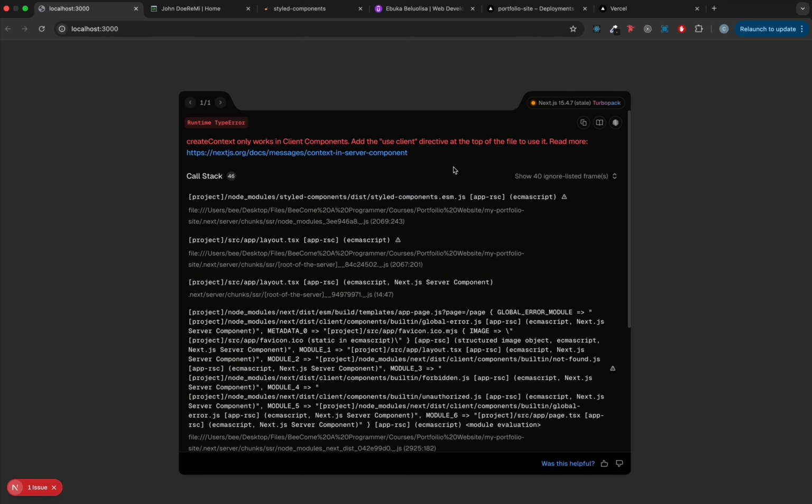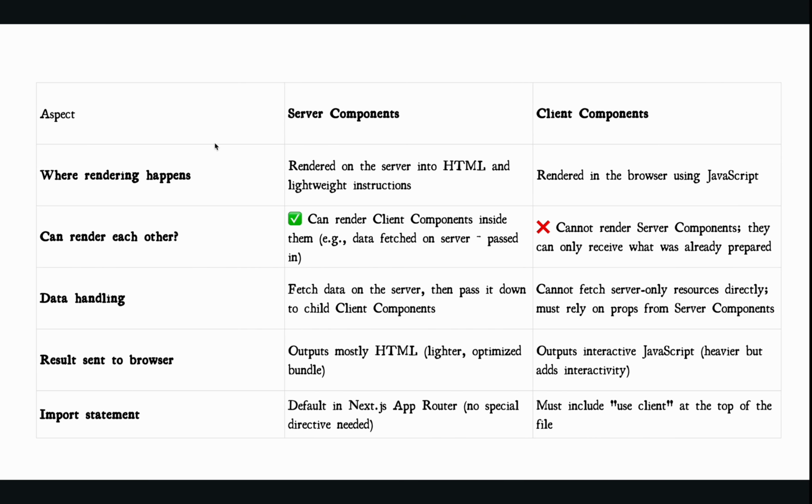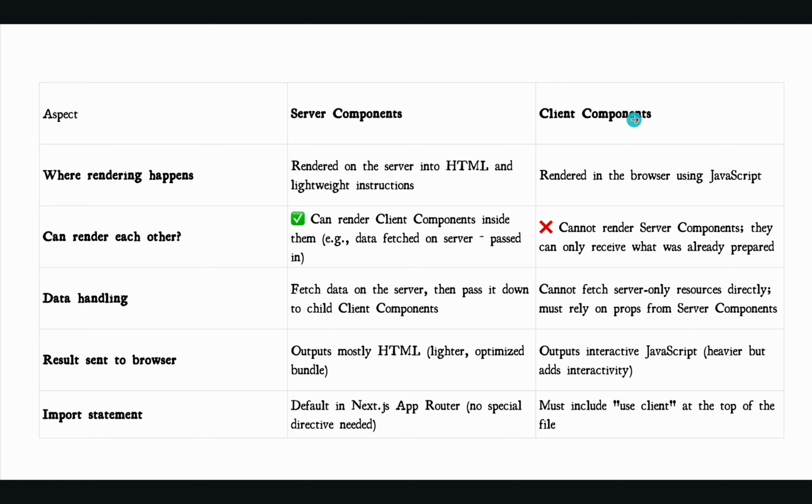So I wanted us to run into this error because this is an error you're going to run into a lot, or maybe not a lot once you get used to it. But you're going to see this error at least once in Next.js development. So it says createContext only works in client components. We should add the use client directive at the top of the file. What does that even mean? Okay, so let's learn a bit about server and client components.